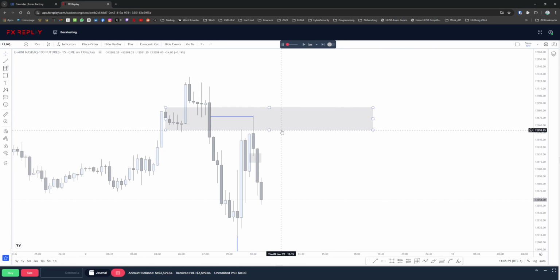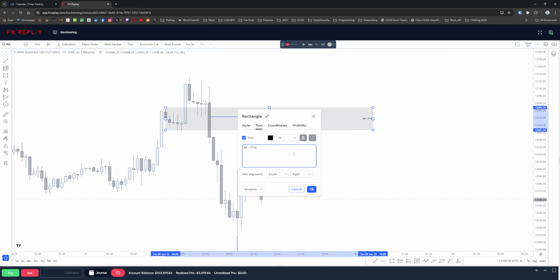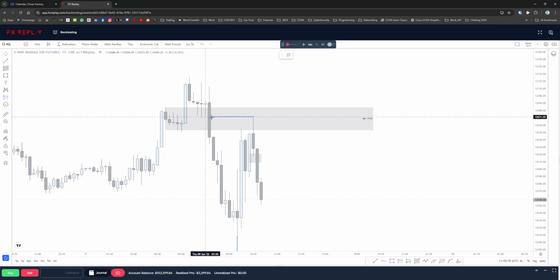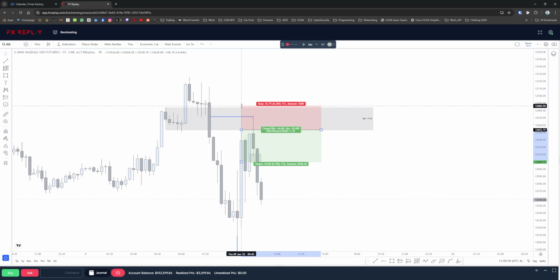And you see how I marked out this breaker block with a fair value gap on the 15 minute? Could have taken this. Stop can go above the breaker. I mean, you could put it there. I wouldn't like that. I'd probably put it maybe 40. I'll just do 35. Target 2R.